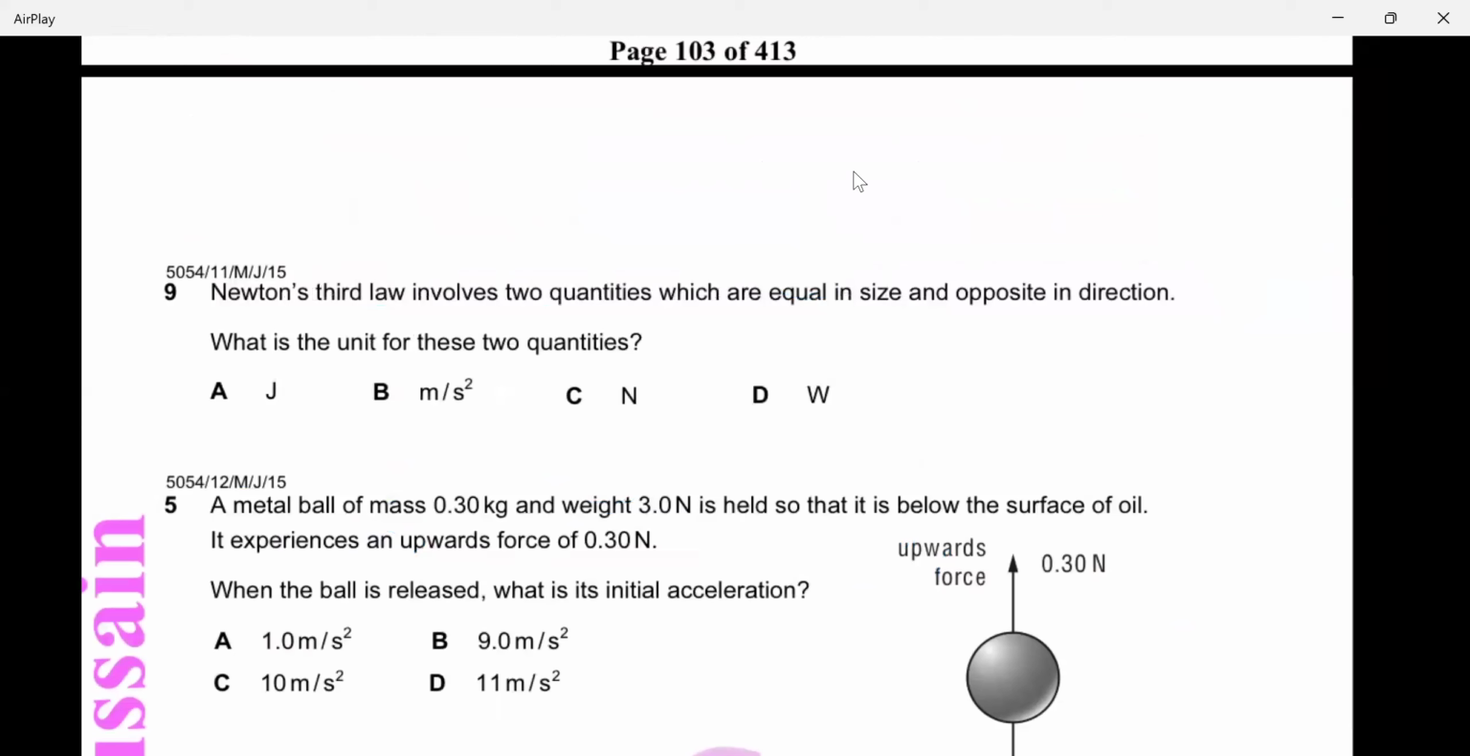Newton's third law involves two quantities which are equal in size, opposite in direction. What is the unit for these two quantities? जी बताओ.